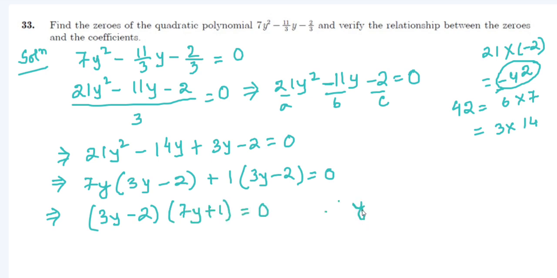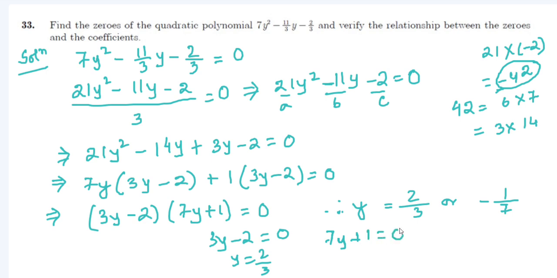So that means the y value can be 2 by 3 or minus 1 by 7. Like, 3y minus 2 equal to 0 means y equal to 2 by 3. And 7y plus 1 equal to 0 means y equal to minus 1 by 7. Okay. So these are the two zeros of the polynomial, or the quadratic equation. Now let us do the verification on the next page.